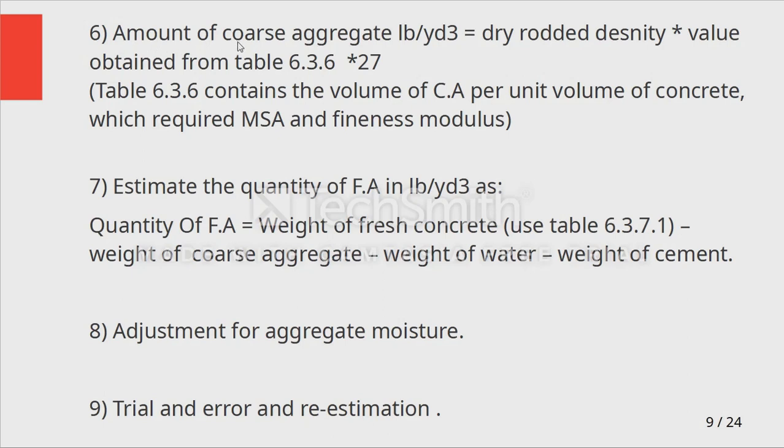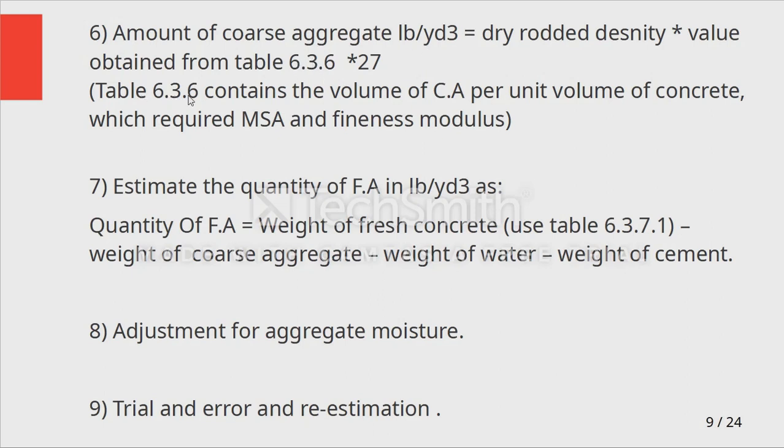Another thing you need to know is the amount of coarse aggregate in pounds per cubic yard, and this is basically equal to the dry rodded density. Now what is dry rodded density? Let me give you a little hint: if you have aggregate, you compact it, make it dry, and find its density, which is mass per unit volume. Then you multiply this value with a value obtained from Table 6.3.6 and multiply it with 27, because the dry rodded density will be in pounds per cubic foot. So if you multiply it with 27, you will get the amount of coarse aggregate in pounds per cubic yard. So basically we are dealing with the yard unit in this ACI 211.